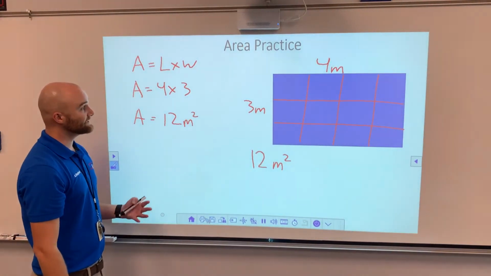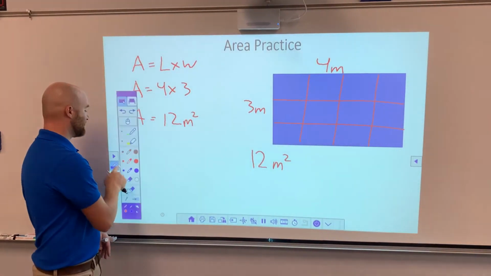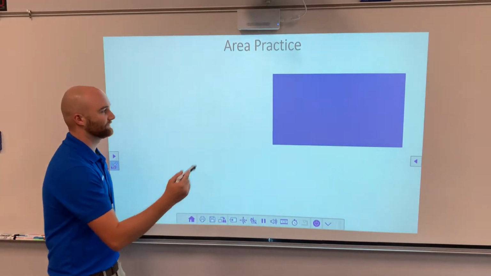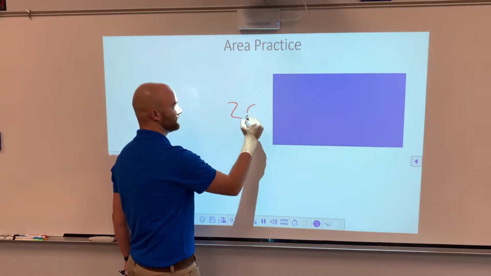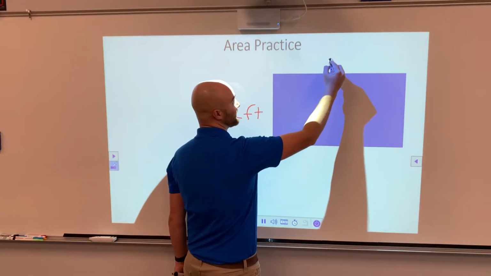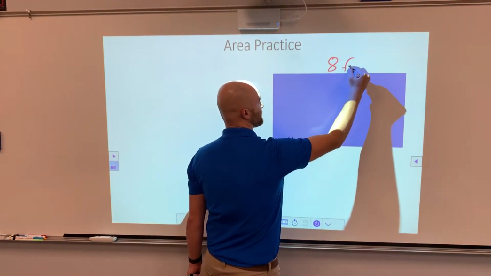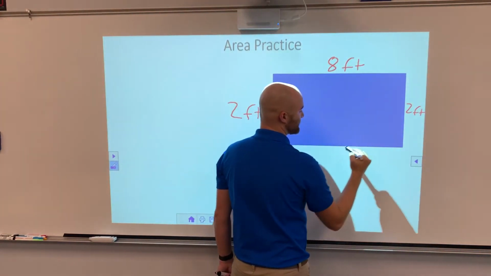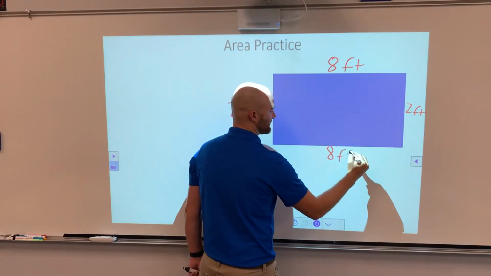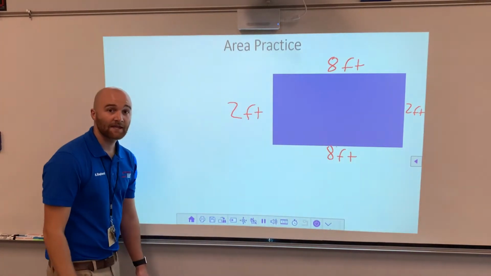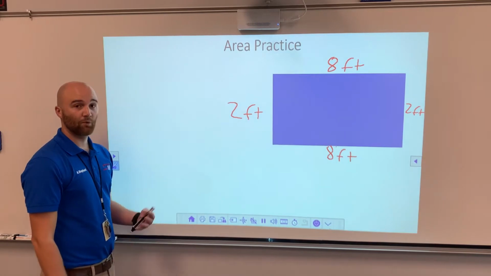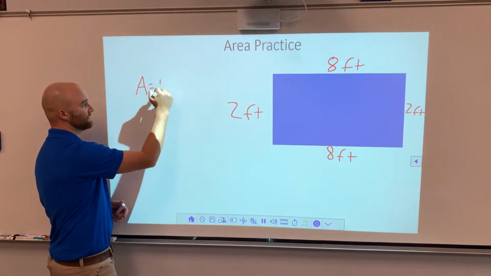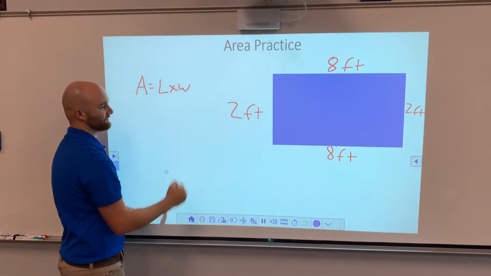All right, the next thing that we're going to do is we're going to try a different set of numbers. So let's say that I have, this is 2 feet by 8 feet. And if I wanted to, I can put these same numbers all the way around. It doesn't matter how many numbers I have. I'm always going to use only one length and one width. The area is equal to the length times the width.